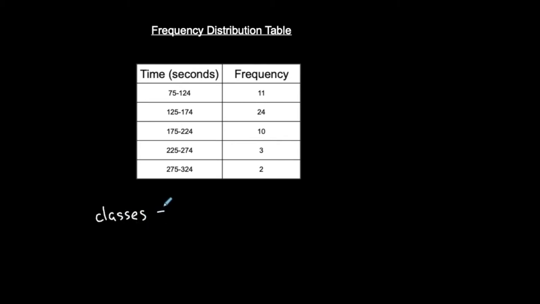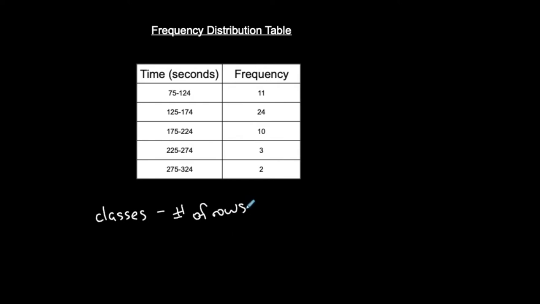So in this example, notice that I have 1, 2, 3, 4, 5 different rows. There are five different rows that represent a range of numbers, like this range of numbers, 75 to 124, and then 125 to 174, and so on. So I have 1, 2, 3, 4, 5 rows. That represents the number of classes. In other words, to make it very simple, the classes are the number of rows.